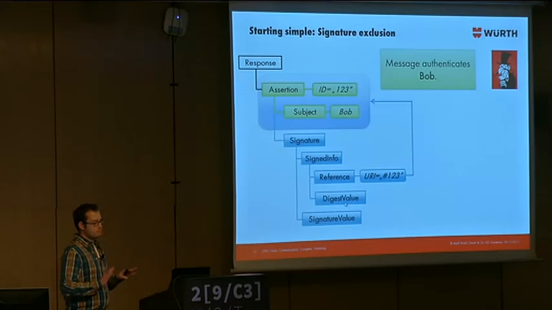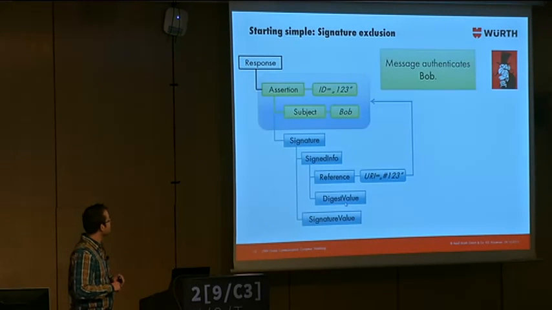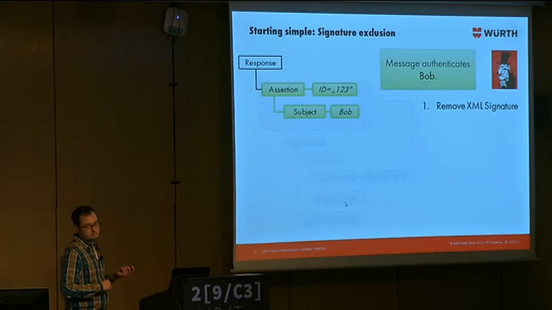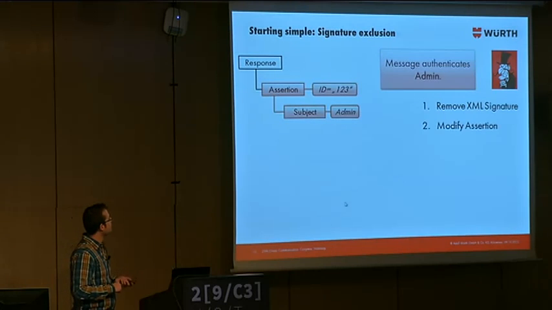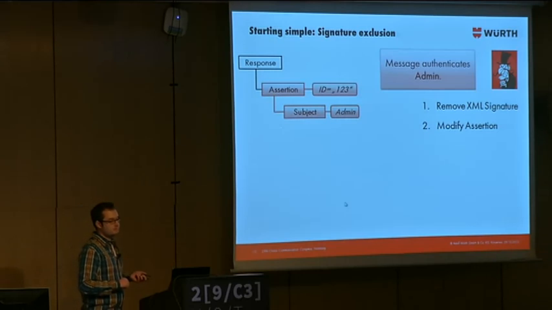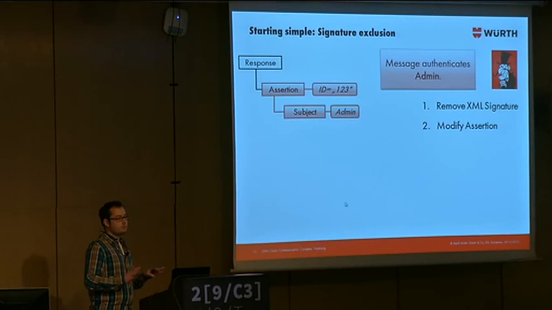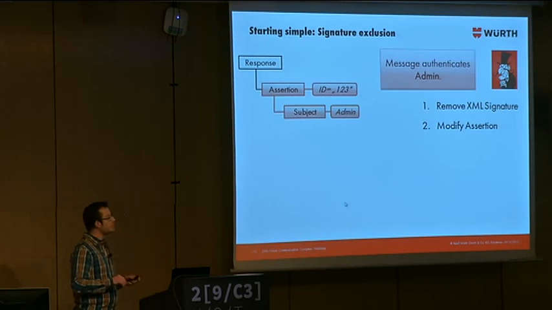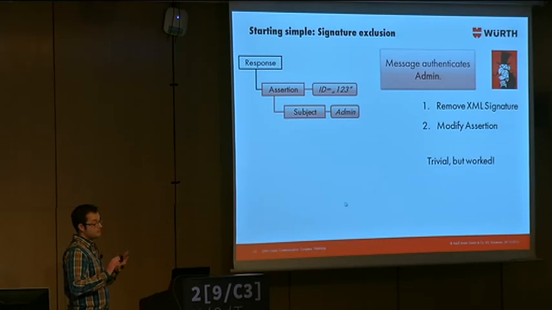So let's start really simple with a signature exclusion attack. This attack authenticates the user Bob, and the attacker has gained this assertion. First he simply removes the signature element and then modifies the assertion. In our case, the subject gets modified from Bob to admin. This attack is really trivial, but we were really impressed that at least 3 of the tested service providers accepted such assertions.